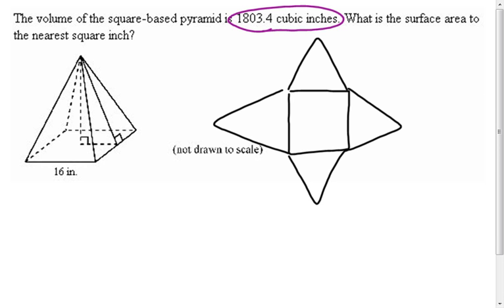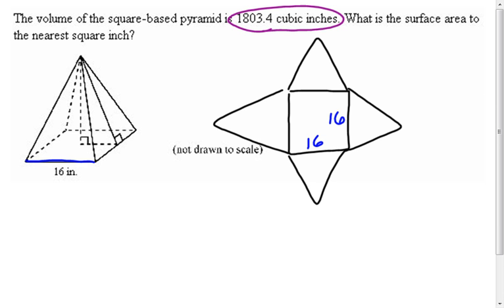And I think about what I need to know to calculate the surface area, which would be the area of that net. Well, I know that each side of my square is 16 inches, so I know this is 16 inches, this is 16 inches. So calculating the area of the square, I have everything I need.